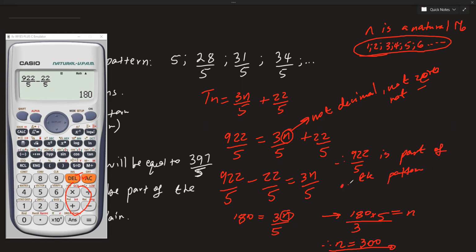Why? Because n equals 300, an element of the natural numbers. Natural numbers is just elements of n, and they usually show 2 lines there like that. And then that should be it for this question. So here, if you got a decimal number, you're going to say, therefore, this is not part of the pattern. Why? Because we're getting a decimal number, not a natural number.